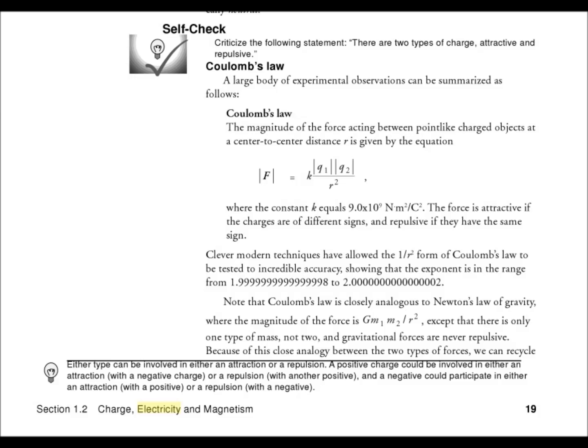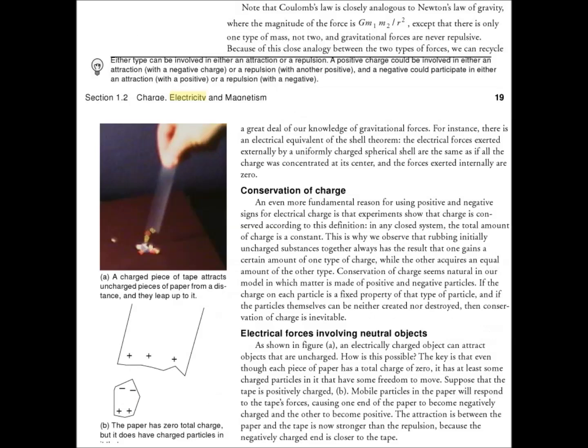Because of this close analogy between the two types of forces, we can recycle a great deal of our knowledge of gravitational forces. For instance, there is an electrical equivalent of the shell theorem. The electrical forces exerted externally by a uniformly charged spherical shell are the same as if all the charge was concentrated at its center, and the forces exerted internally are zero.